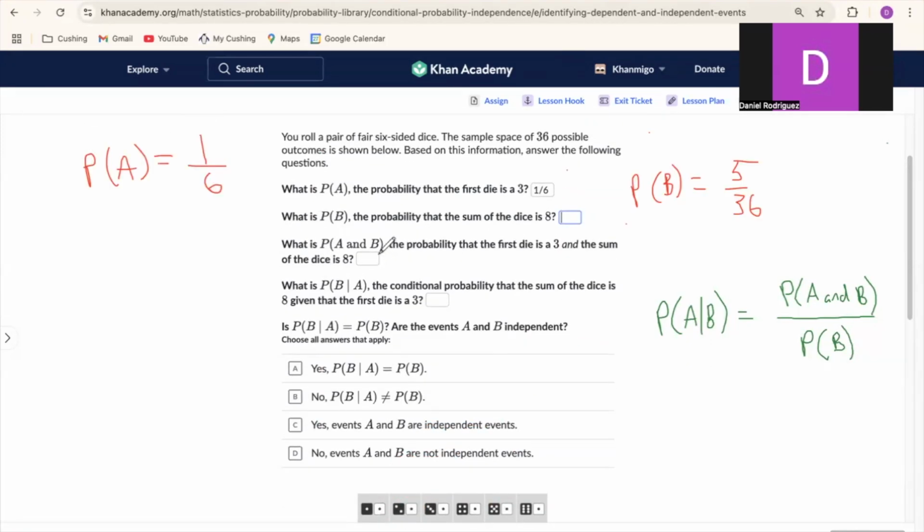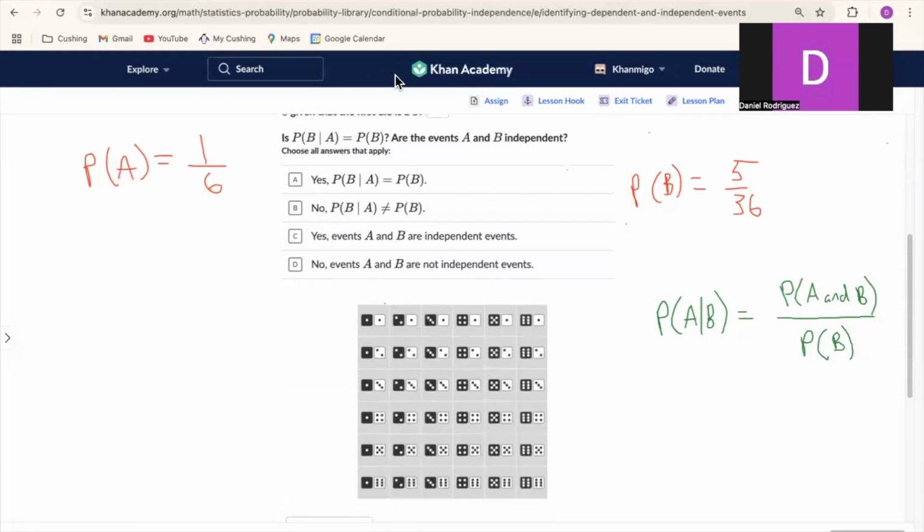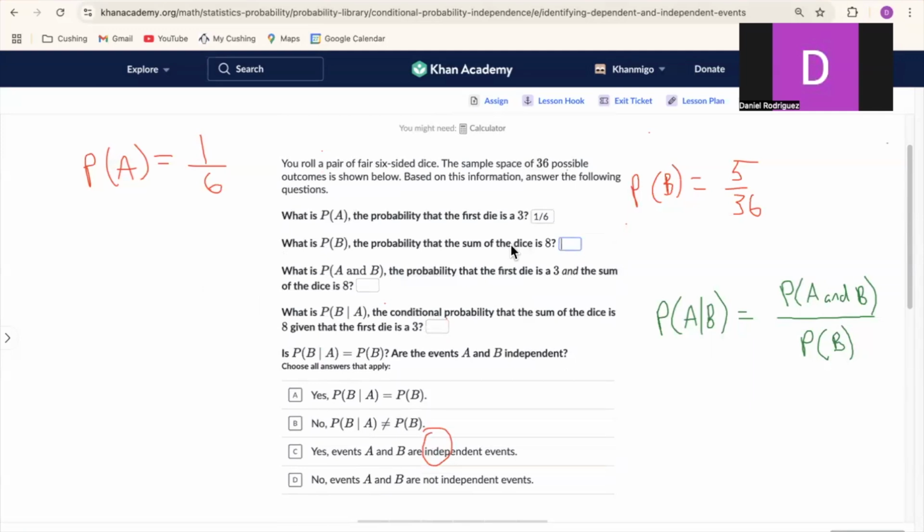Asking A and B, what's the probability I get both? What's the probability the first die is a 3 and the sum is 8? Well, out of 36, how many outcomes satisfy that? The first die is 3 and the sum is 8. That is literally just this one outcome out of 36, because you need to get a 5 on your second die. So we'll say this one, 5 out of 36, and this one, 1 out of 36.